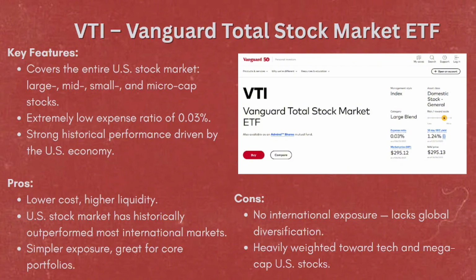Now let's move forward with the VTI, or the Vanguard Total Stock Market ETF. So its key features are it covers the entire US stock market: large, mid, small, and micro cap stocks. Also, it has an extremely low expense ratio of 0.03% and strong historical performance driven by the US economy.